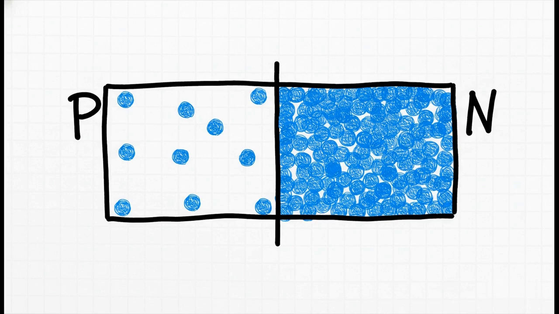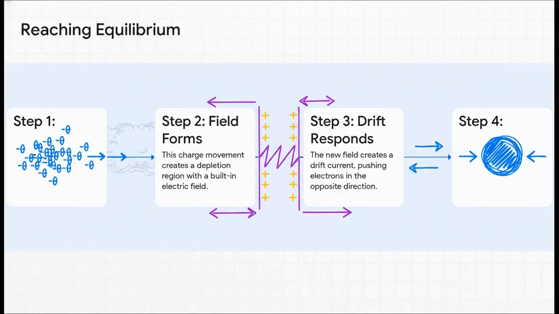All you really need to know is that the N side is packed to the gills with electrons, and the P side is basically empty. Seriously, just picture a wild, crowded party right next door to a totally empty room. So what do you think happens? Well, step one is obvious, right? Diffusion kicks in. The electrons from the crowded N side start spilling over into the empty P side.